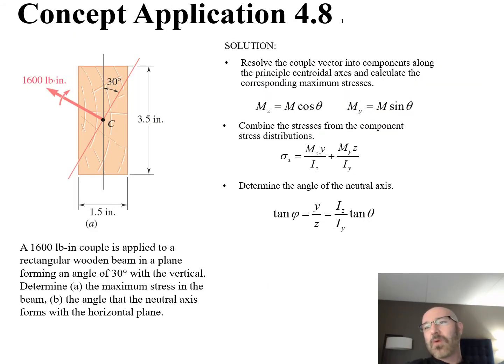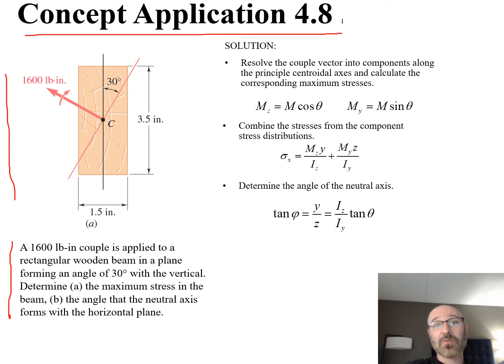So now let's go through a practical example. Let's take a look at Concept Application 4.8. Within this problem, they give us a problem statement down here and an initial given diagram as well. Within the problem statement, they tell us that a 1,600 pound-inch couple, we can see that up here, is applied to a rectangular wooden beam in a plane forming an angle of 30 degrees with the vertical. So we can see it's out of plane of that vertical by an angle of theta equals 30 degrees like that.